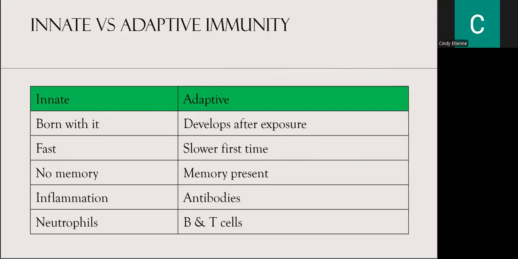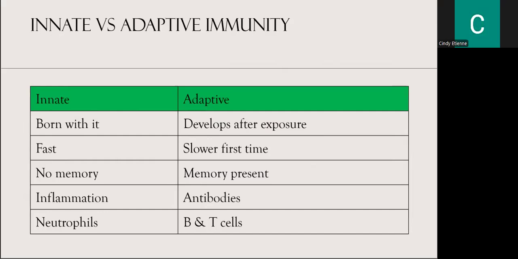Now let's compare the body's two immune systems. Innate immunity is a defense you're born with. It responds immediately. It's non-specific and has no memory. It includes inflammation, neutrophils, macrophages, and other first responders that attack any invader. Now, adaptive immunity develops after exposure to a specific pathogen and through vaccination.